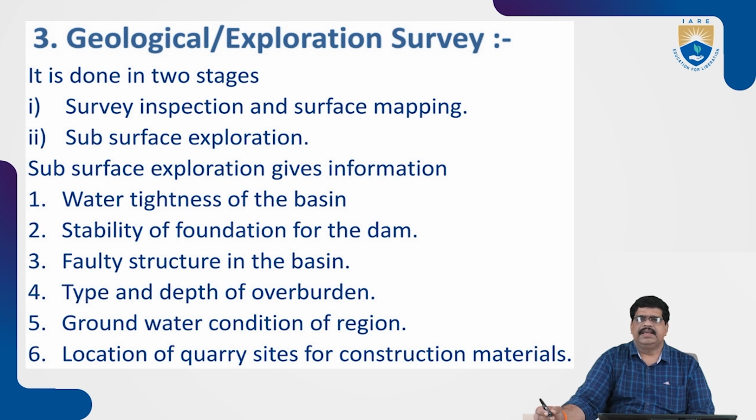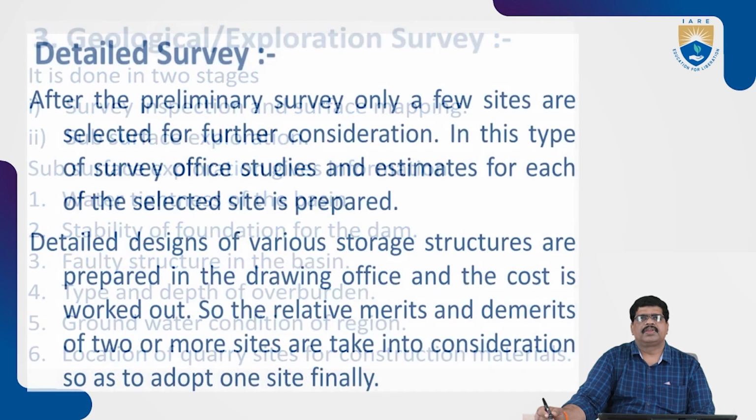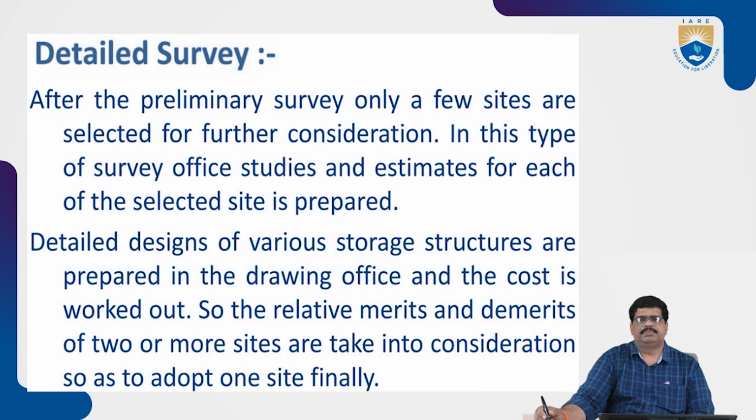That's why, as civil engineers designing any hydrological structure, you have to give first priority to the locally available materials for construction. Next, detailed survey. So there is the preliminary survey, reconnaissance survey, engineering survey and geological survey. Next, detailed survey. What is the detailed survey? After the preliminary survey, only a few sites are selected for further consideration. For this type of survey, the official estimates of each selected site should be prepared.